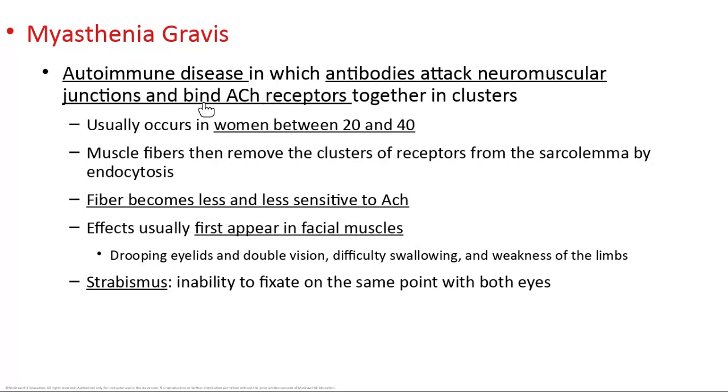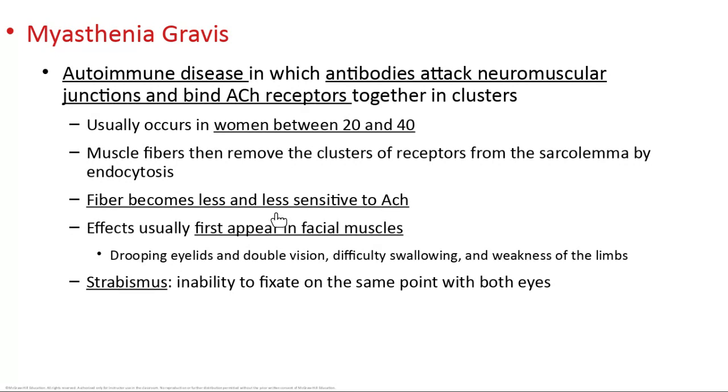Now remember, autoimmune diseases seem to be more common in women. And remember that an autoimmune disease does not show up as a child. Autoimmune disease does not show up in a female usually until sometime between 20 and like 40. The 20s, 30s, 40s is when you start to see the onset of an autoimmune disease. So yeah, we have fewer ACH receptors in this case.